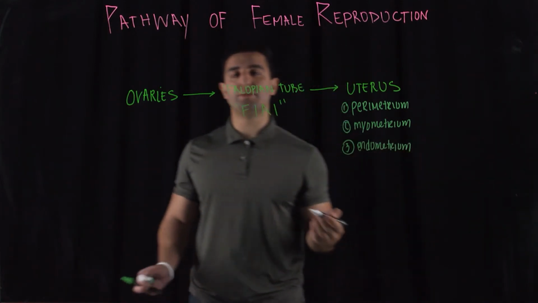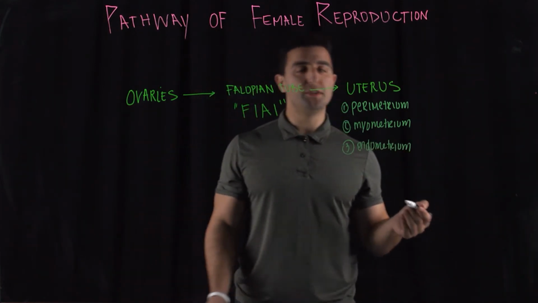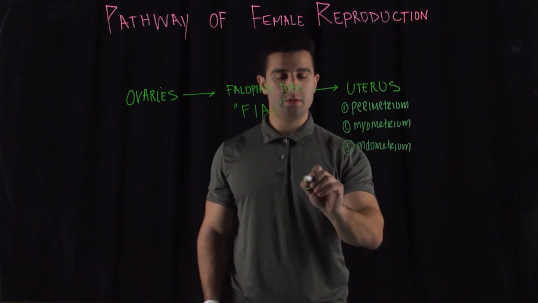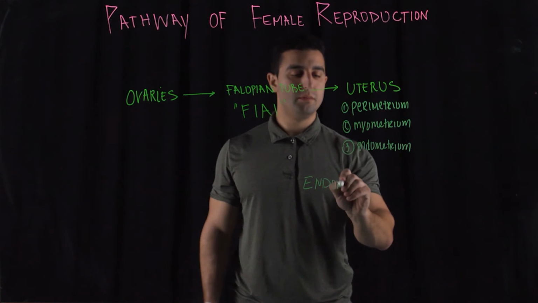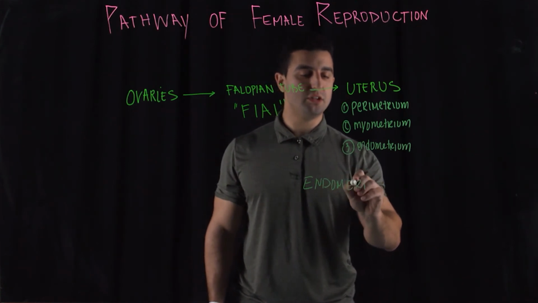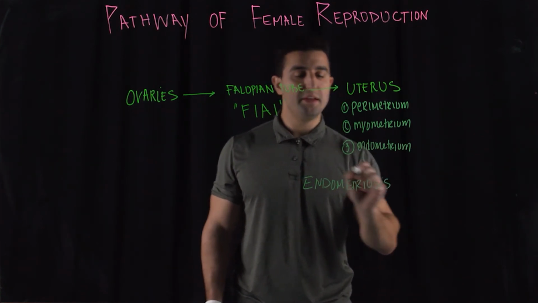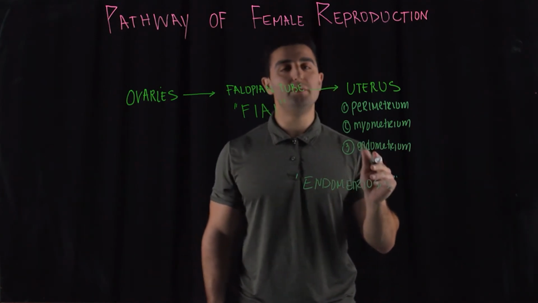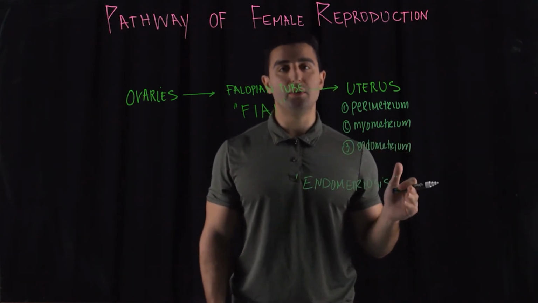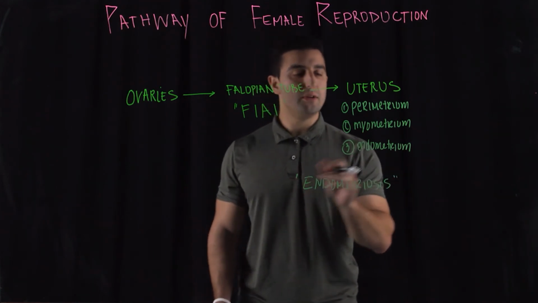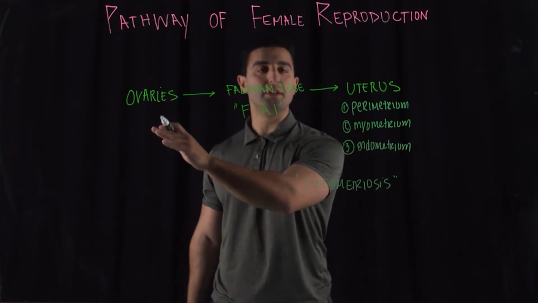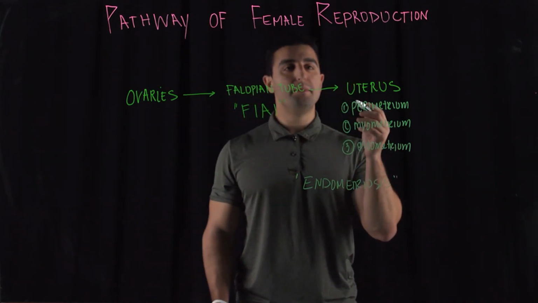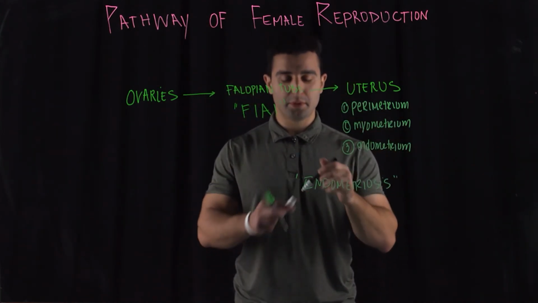So instances of, for example, endometriosis that you see is a very common condition. So let me write that down. Endometriosis. This is a condition where there is abnormal tissue from the endometrium in different parts of the reproductive system. So for example, you'll have endometrial tissue in your ovaries, and this becomes an abnormal condition because it can lead to instances of infertility.